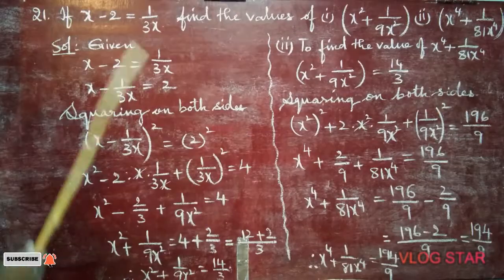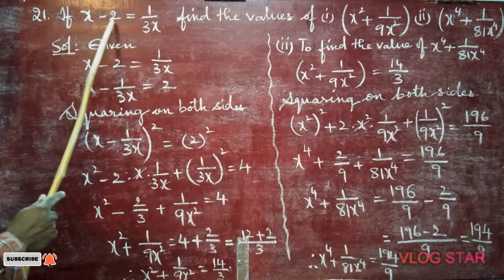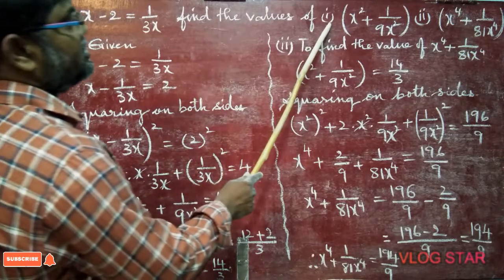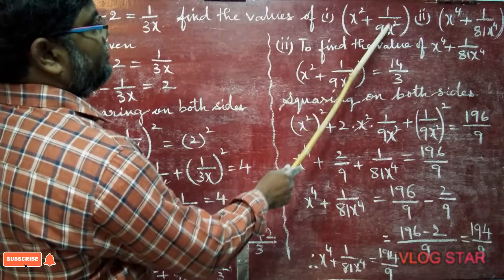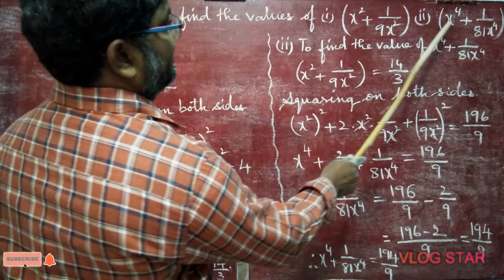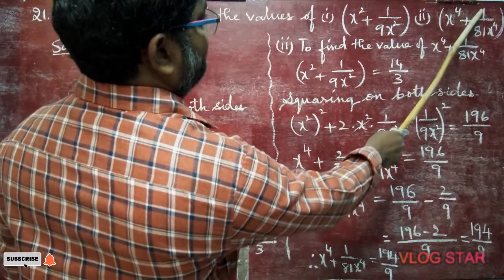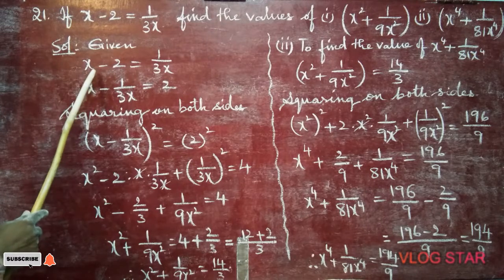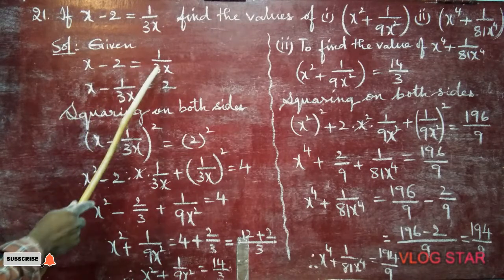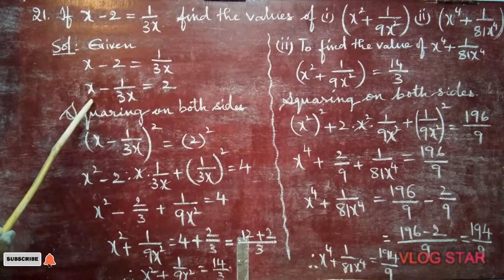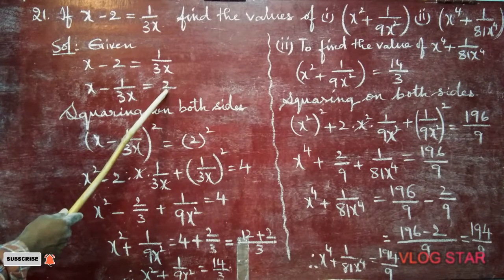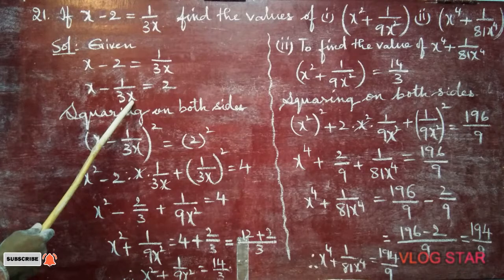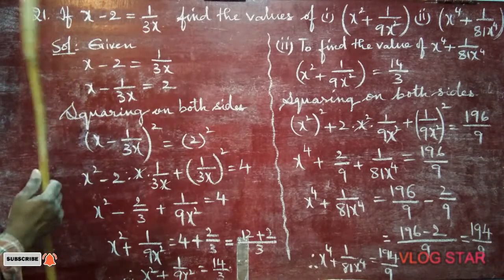21st problem. If x − 2 = 1/(3x), find the values of the first bit, x² + 1/(9x²), and the second one, x⁴ + 1/(81x⁴). Solution: given x − 2 = 1/(3x). Variables one side, numerical values the other side. So +1/(3x) comes to the left side as −1/(3x), and −2 goes to that side as +2.